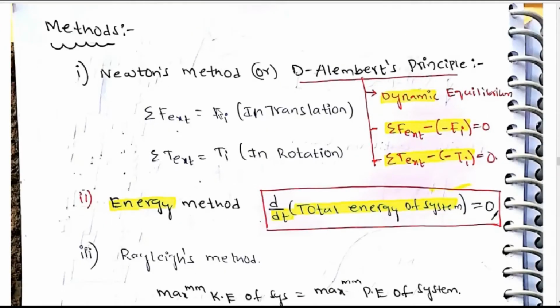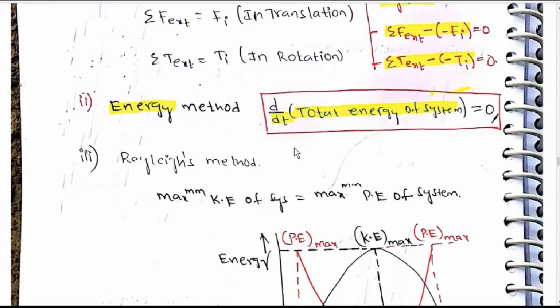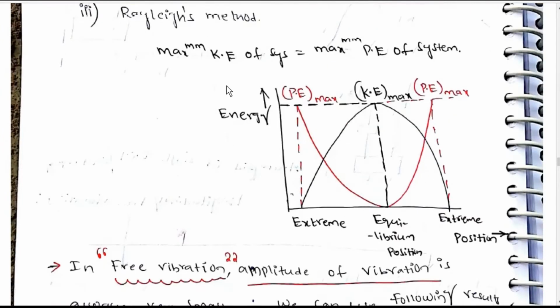Methods. Newton's method or D'Alembert's principle: sigma F external is equal to F_i in translation, sigma T external is equal to T_i in rotation. D'Alembert's principle, dynamic equilibrium: sigma F external minus F_i is equal to 0, sigma T external minus T_i is equal to 0. Energy method: d by dt of total energy of system is equal to 0. Rayleigh's method: maximum kinetic energy of system is equal to maximum potential energy of system.